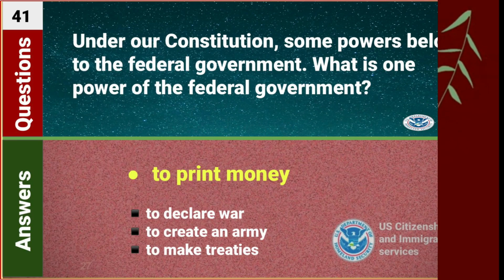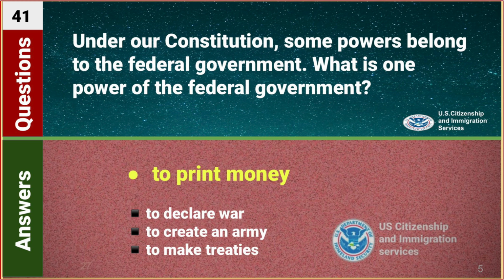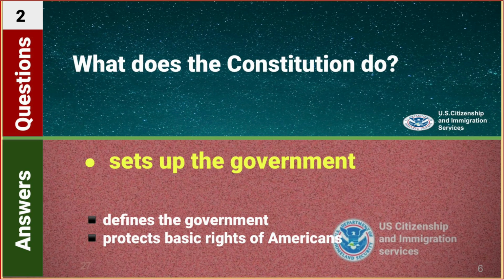Under our Constitution, some powers belong to the federal government. What is one power of the federal government? To print money. What does the Constitution do? Sets up the government.